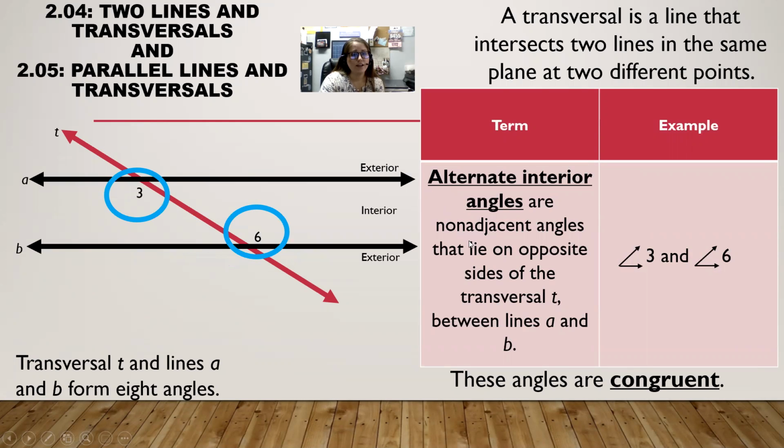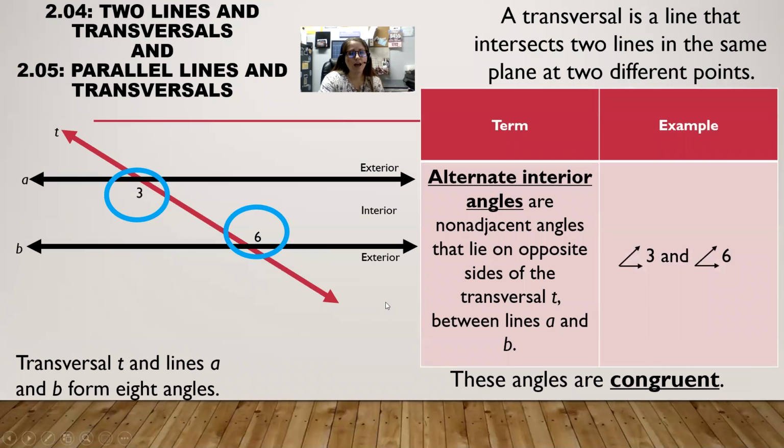These are non-adjacent angles that lie on opposite sides of the transversal, and they're both going to be between lines A and B. So we can see here that 3 and 6 are both, 3 is on the left side of the transversal and 6 is on the right side of the transversal. But they're both in that interior section of the parallel lines, okay? So they're alternate interior angles, okay? So remember, they have to be on opposite sides of the transversal and both inside those parallel lines.